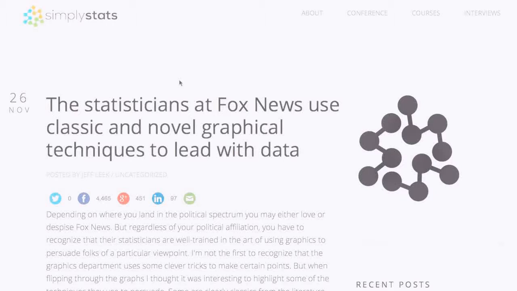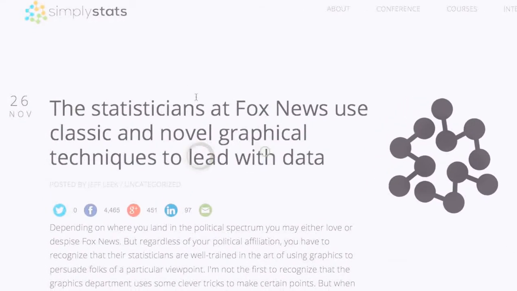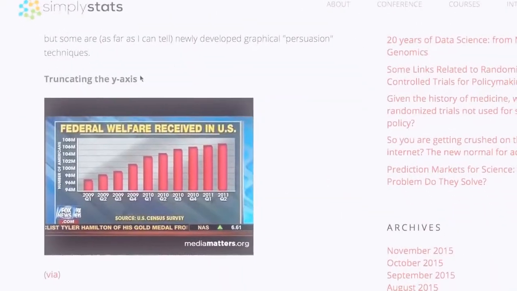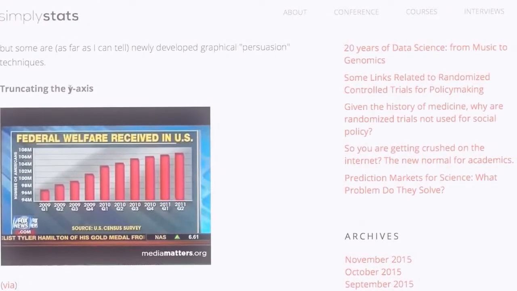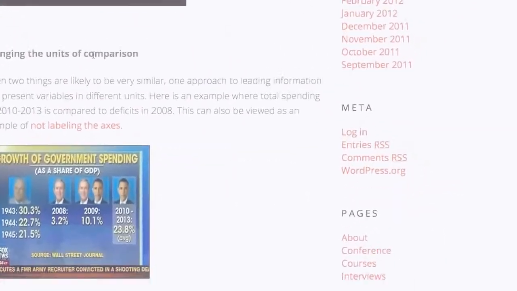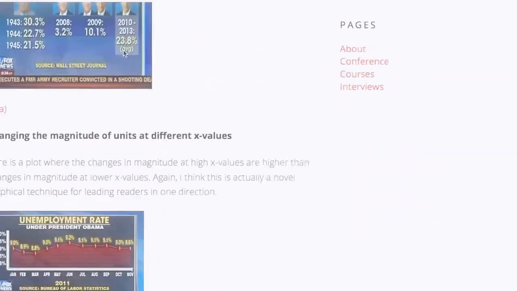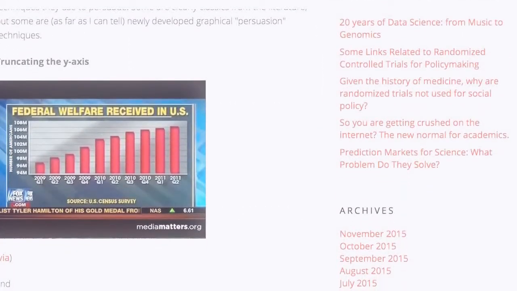The statisticians at Fox News use classic and novel graphical techniques to lead with data. I'm pretty sure this meant to say mislead with data, but you get the point. And they talk about various ways that graphics can be really falsely presented or presented in misleading ways. Truncating the y-axis, numbers that don't add up, changing the units of comparison, changing the magnitude of units at different x values, etc. Now, let's take a look at some of these examples and how they work.